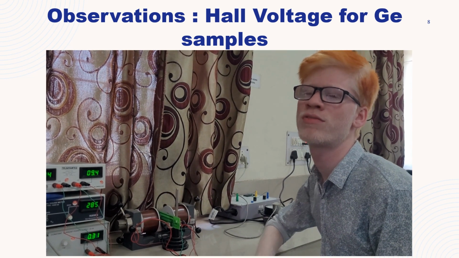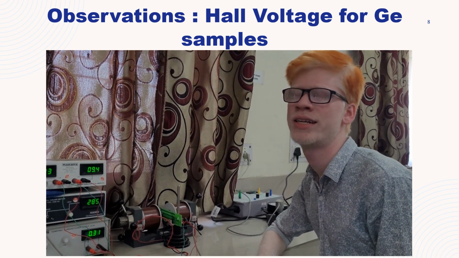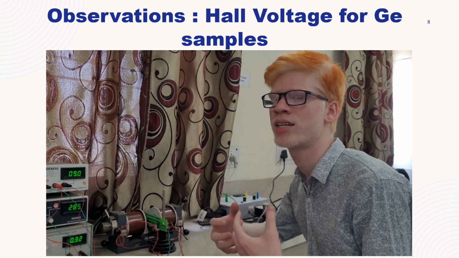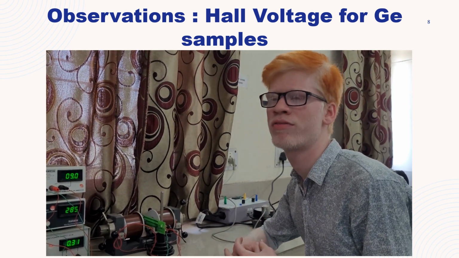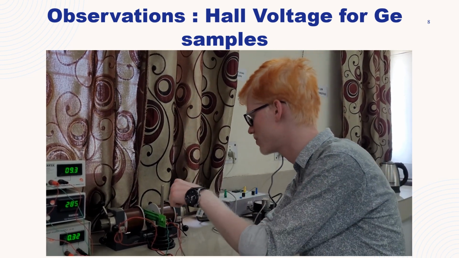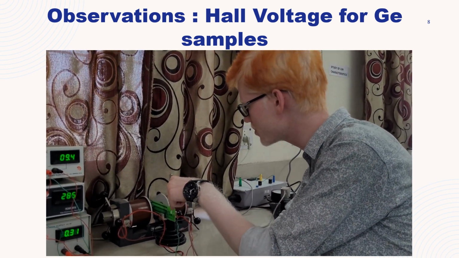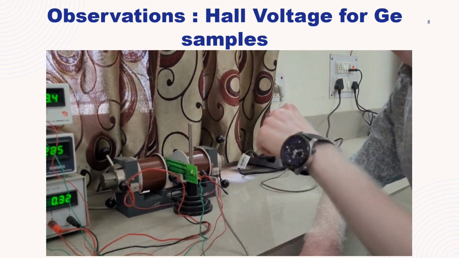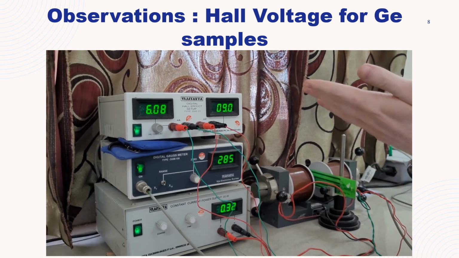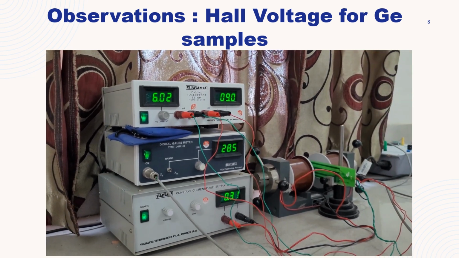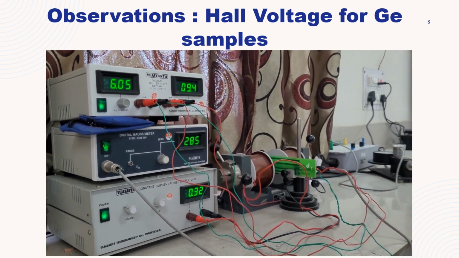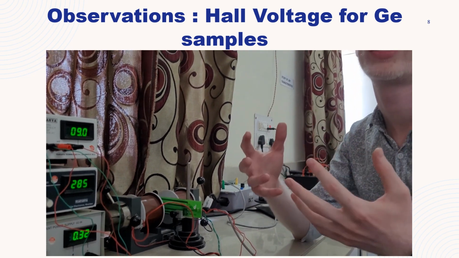So let's increase the Hall current in steps of 2 milliamperes. Similarly, for finding out the Hall coefficient and other related properties, namely charge carrier density and mobility of an N-type germanium crystal, we'll place the N-type germanium crystal inside the magnetic field and see the variation of Hall voltage with respect to Hall current by maintaining a constant magnetic field, and plot a graph between Hall voltage and Hall current and get the Hall coefficient from that graph.